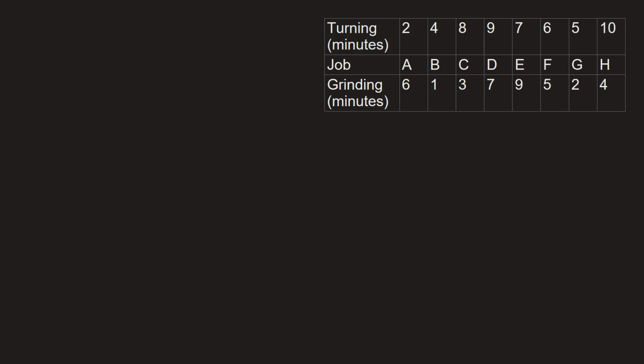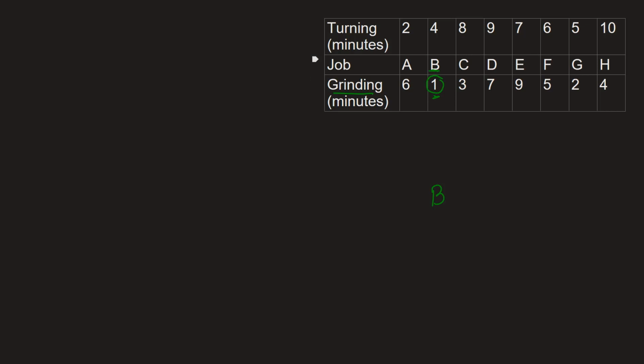So the minimum time allotted for a job is 1 minute. It's for job B, and for grinding, not for turning. Now because grinding happens last in the sequence, we will have to keep job B last, because job B has the minimum time for grinding.